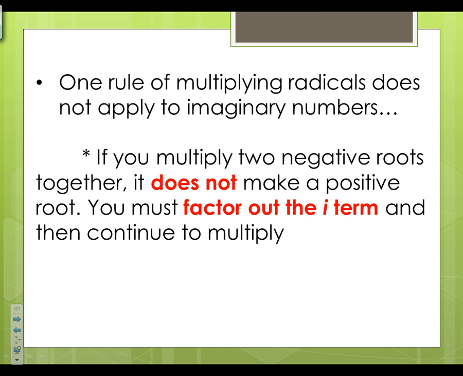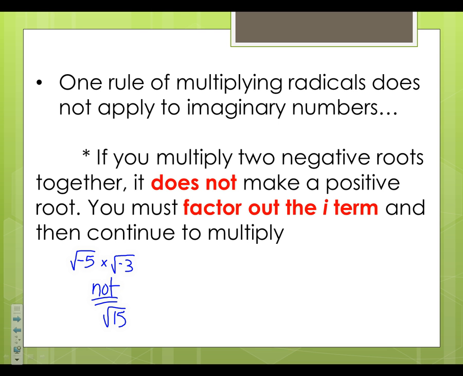One rule of multiplying radicals does not apply to imaginary numbers. We've talked about multiplying square roots together, but there's one thing that you would expect maybe to be okay that is not. If you multiply two negative roots together, it does not make a positive root. You have to factor out the i and then continue to multiply. So for example, if I had the square root of negative 5 times the square root of negative 3, that is not the square root of 15.